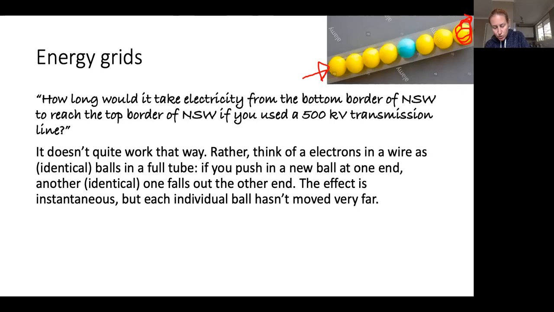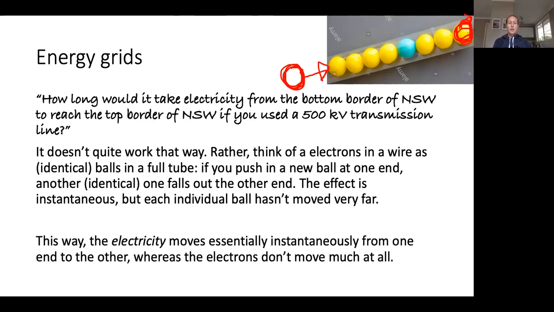It's not really the new ball that comes out at the other end. That's going to take a very long time. But still, the effect in terms of energy flow is instantaneous. We put one ball in at the bottom of New South Wales, and immediately another ball, meaning another electron, falls out at the northern end of New South Wales. So in summary, the electricity, or the energy, moves instantaneously from one end to the other, but the electrons don't move very much at all.